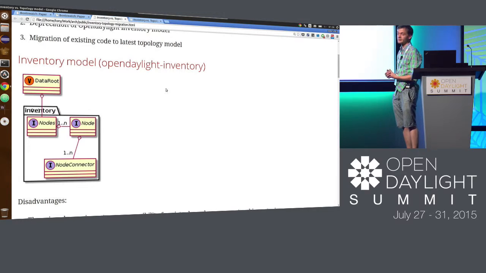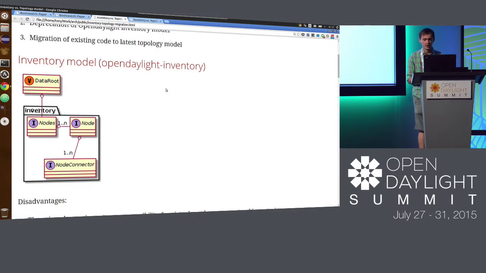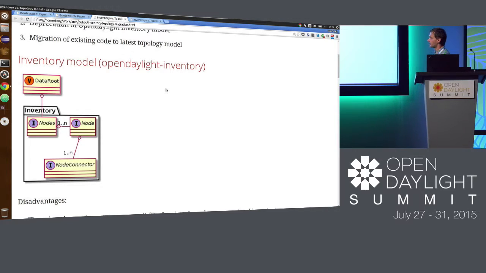Inventory model is pretty simple. You have a data root and underneath you have a container of the nodes which contains multiple nodes and multiple node connectors. Pretty simple, easy model, which is then augmented by protocol specific information.